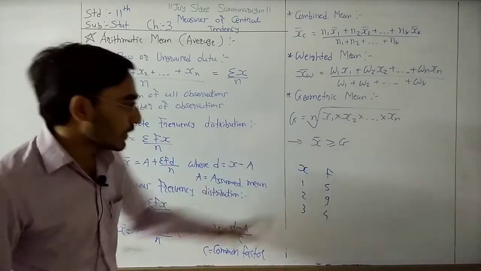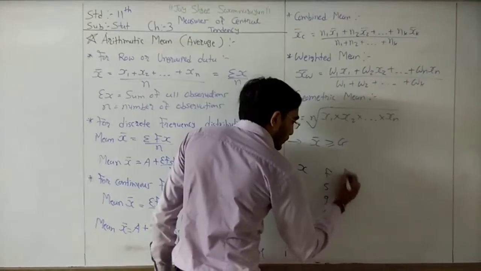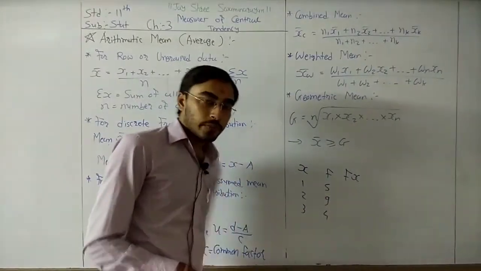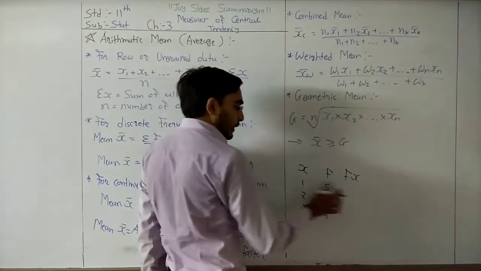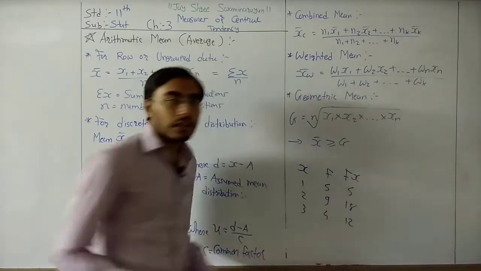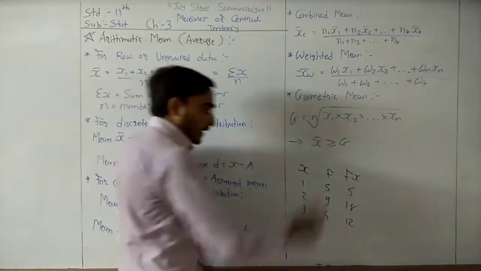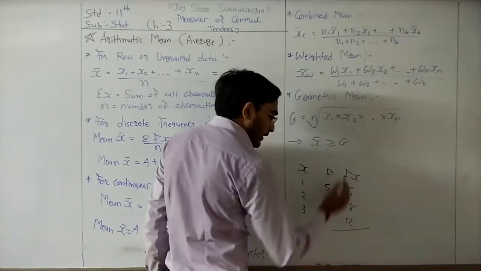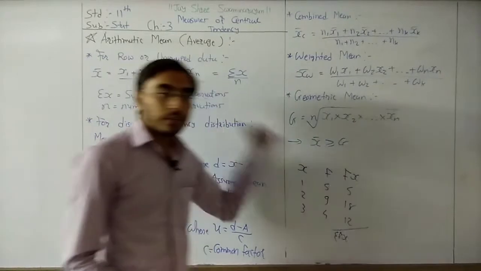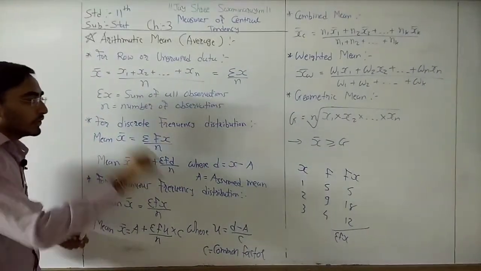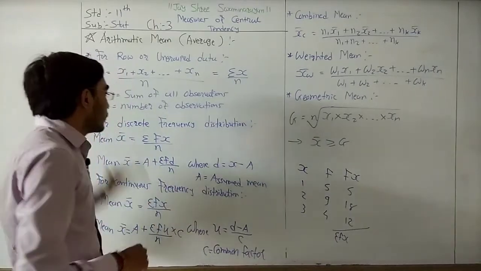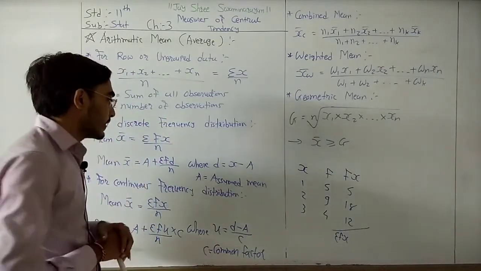So if this type of data is given to you, then first of all we need to find the multiplication of f and x, which is called fx. So here multiplication of f and x: 5 ones are 5, 9 twos are 18, 4 threes are 12. If you find the total of this column, it is called sigma fx. You need to find this answer and put it in our formula. In this way we can find the mean of a discrete frequency distribution.